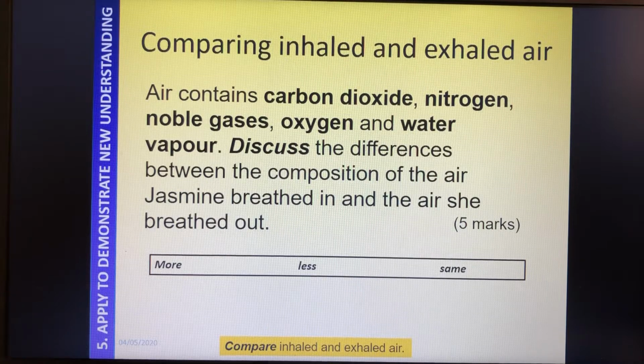The air that Jasmine breathed out contained less oxygen, okay, because the oxygen was used up by respiration, and the air that Jasmine breathed out contained the same amount of nitrogen and noble gases as the air she breathed in, because those aren't used by the body at all. We breathe them in and we breathe them out. If you need any extra time to write that up, then pause now.